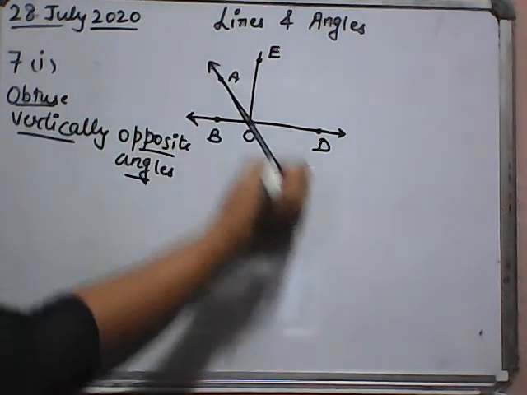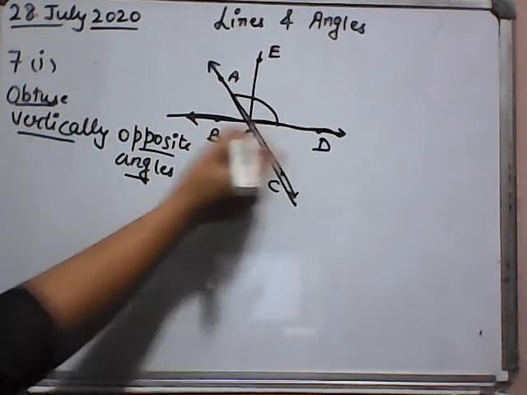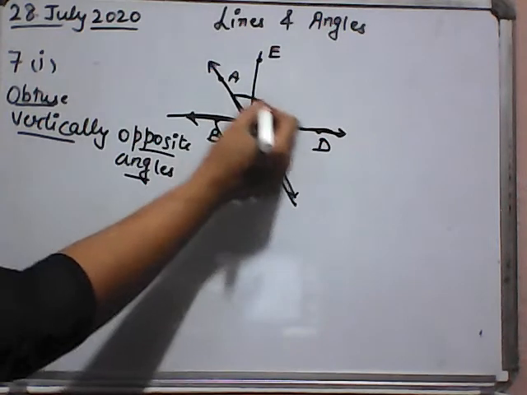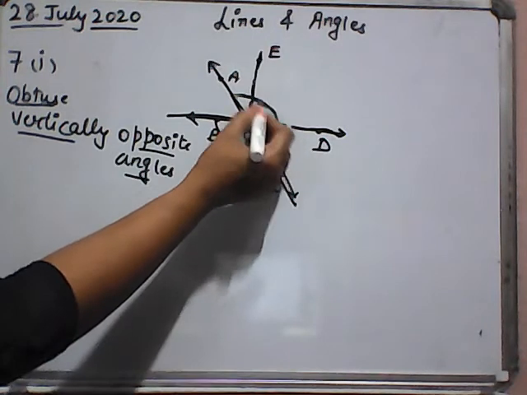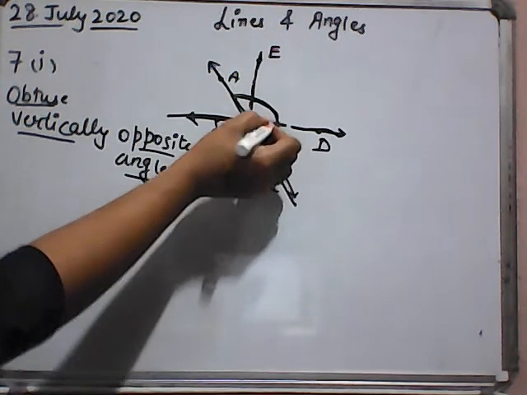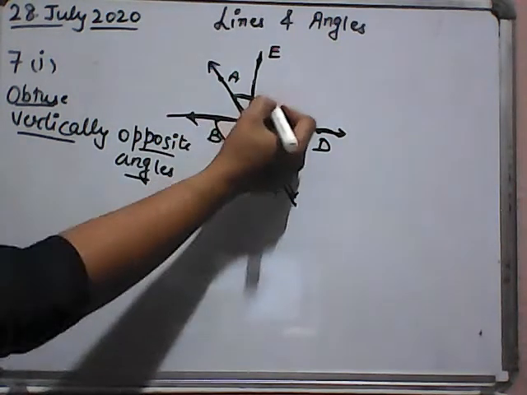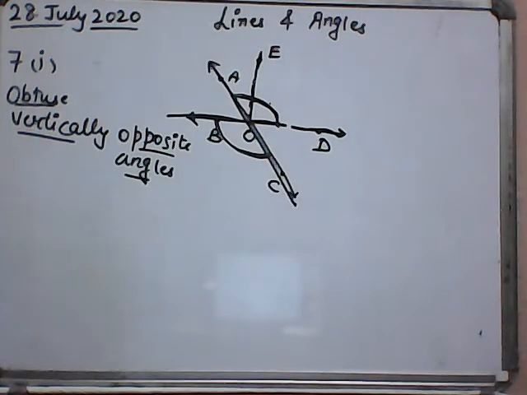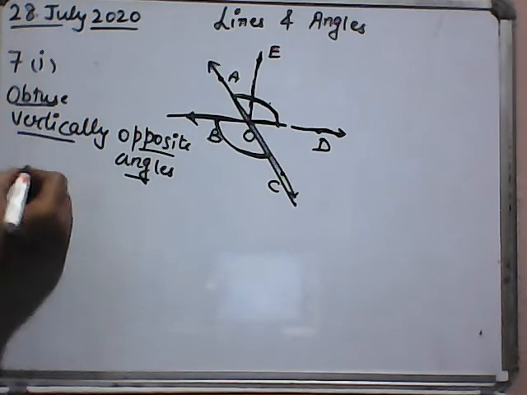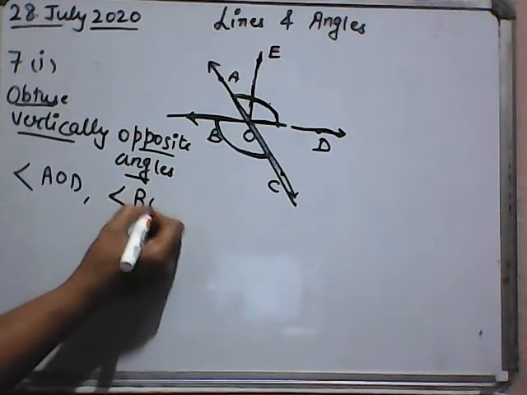In this figure, these two lines cross each other. These are vertically opposite angles, and this angle is greater than 90 degrees. As we know, this is 90 degrees and this angle is greater than 90 degrees. Greater than 90 degrees means obtuse angle. So the obtuse vertically opposite angles are angle AOD and angle BOC.